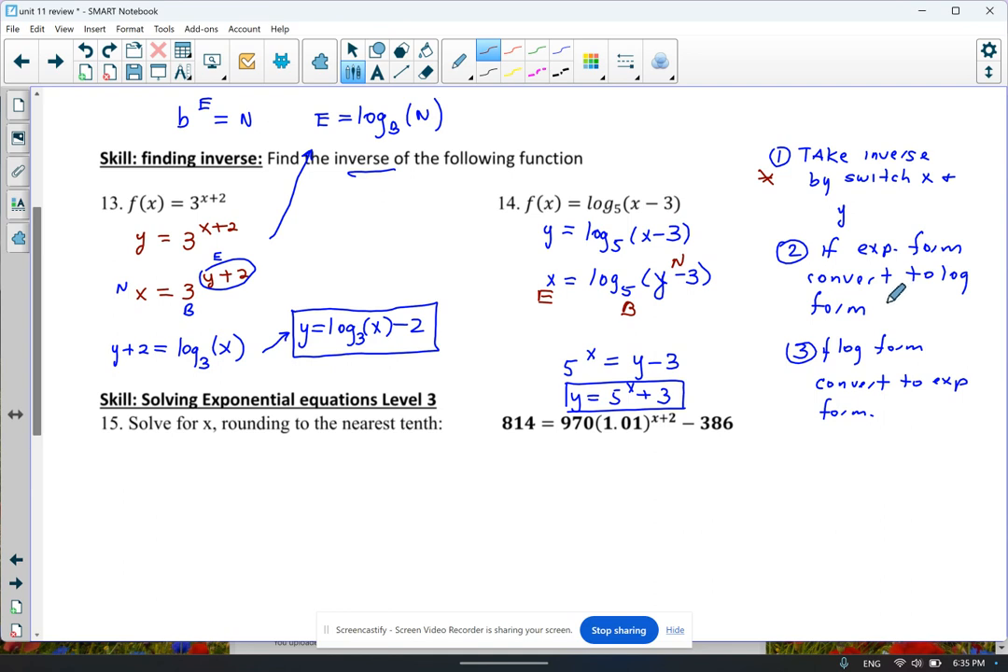And again, log form is y is equal to log base b of x, and the exponential form is y is equal to b raised to the x.